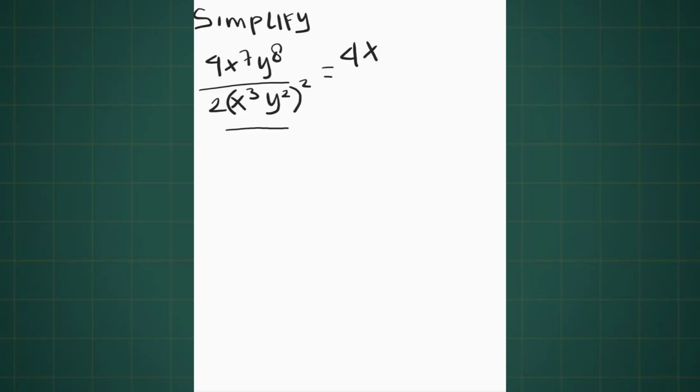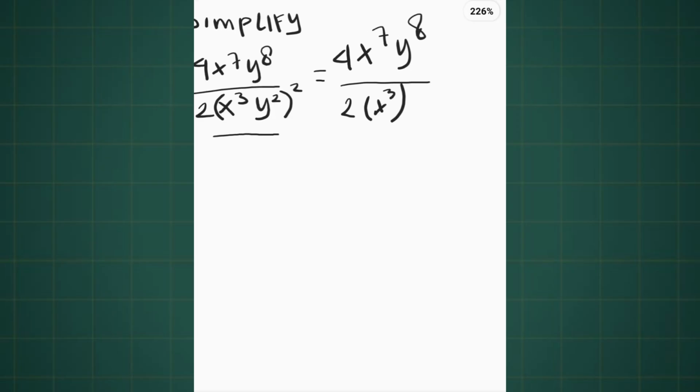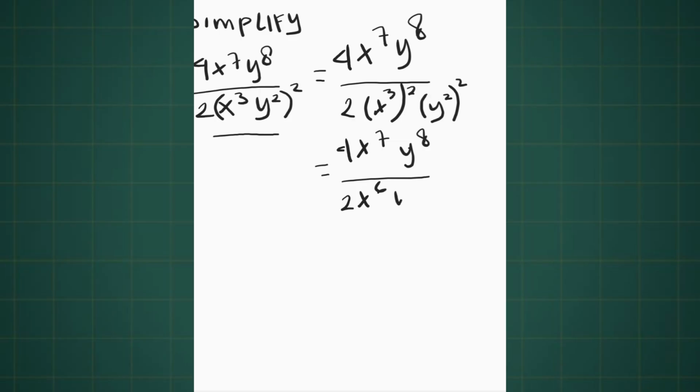So we get 4x to the power of 7 y to the power of 8 over 2x to the power of 3 to the power of 2, y to the power of 2 to the power of 2, and then we get 4x to the power of 7 y to the power of 8 over 2x to the power of 6 y to the power of 4.